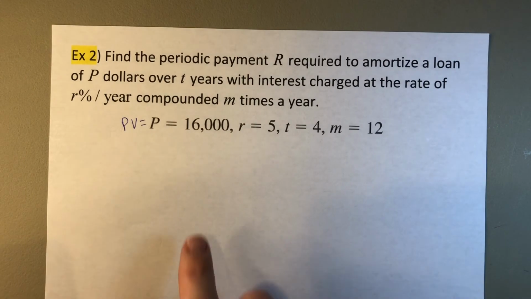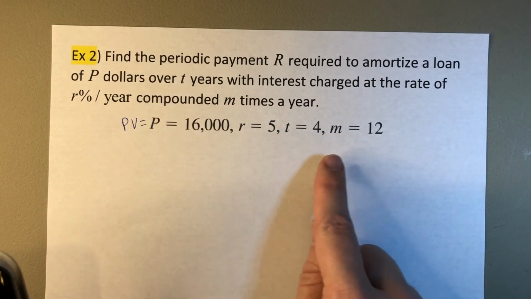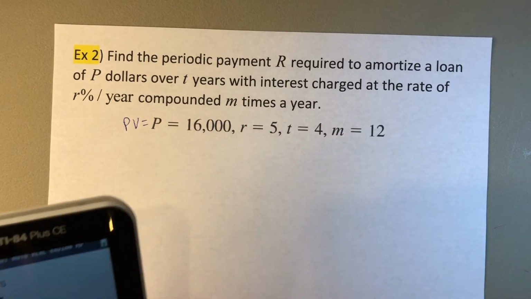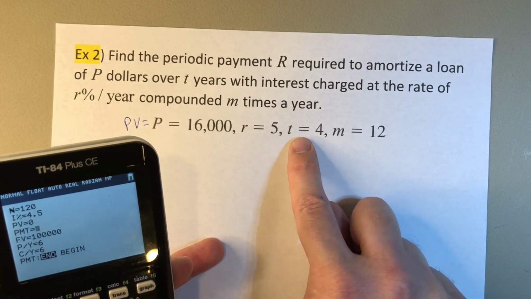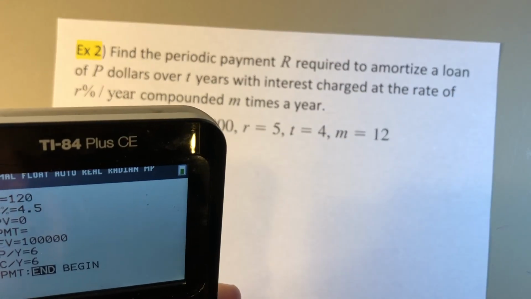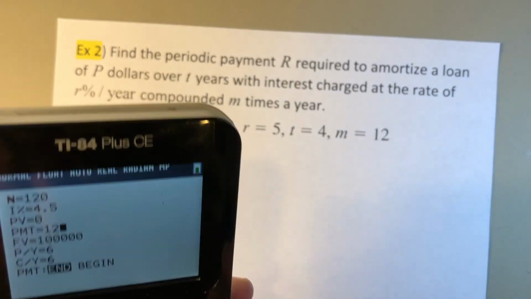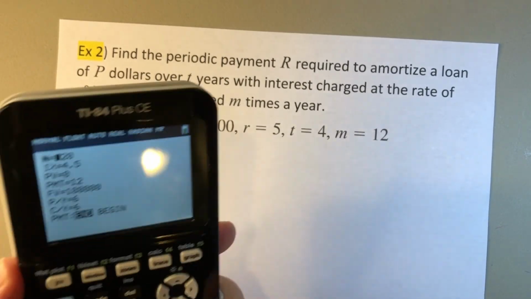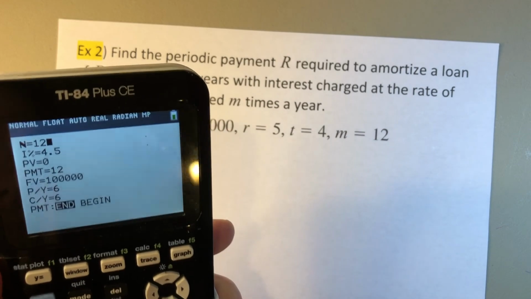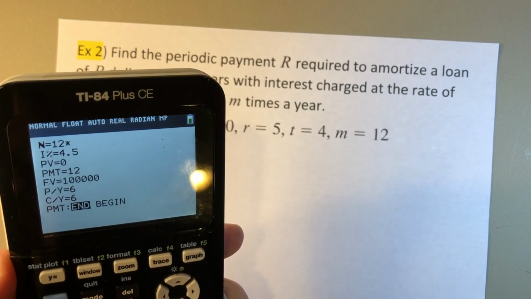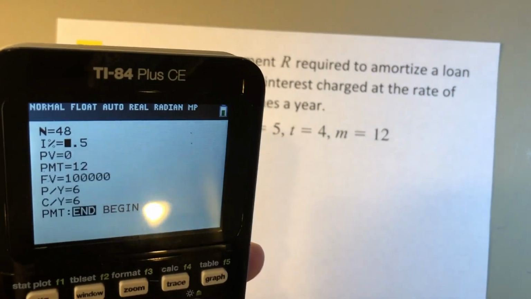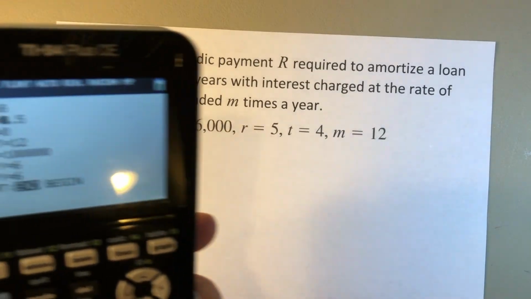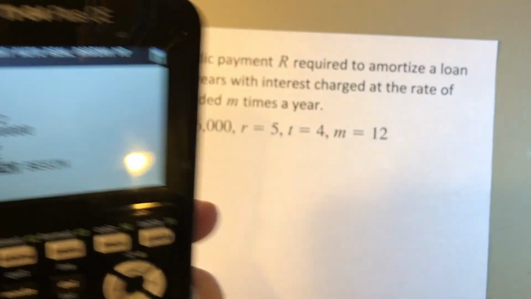See if we can figure this out. N is still M times T. So we would have what? In this case, we'd have 12 times 4 would be N. The interest rate would be 5. Put it in as straight 5 there.